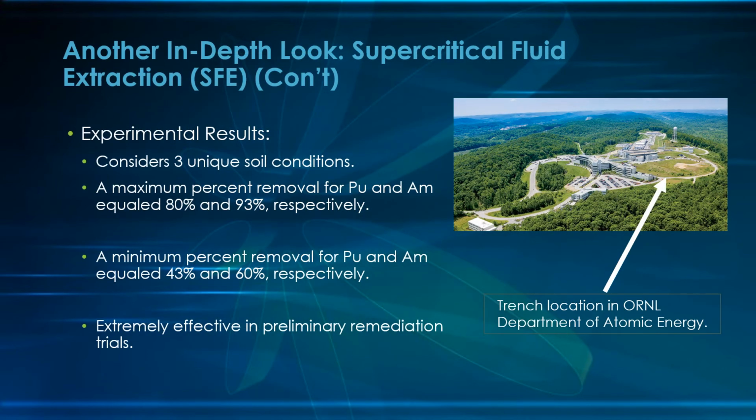So overall, the results proved very promising for using this method as a means of removing nuclear inorganics. Three separate scenarios and conditions were considered. A maximum of 80% plutonium and 93% americium were removed in one scenario, and even a minimum of 43% plutonium and 60% americium was removed in another scenario, which is still fantastic and pretty much unheard of in today's times. So it could be considered an extremely effective solution at remediating nuclear inorganics, something really not possible.